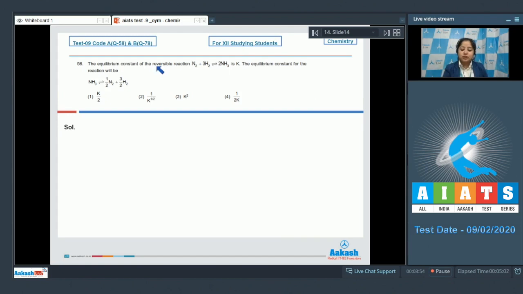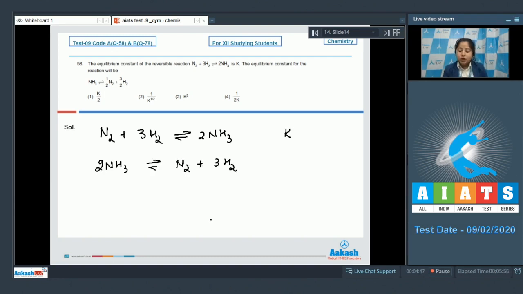Moving to the next question, students, which is 58. The equilibrium constant for the reaction NH3 gives 1/2 N2 plus 3/2 H2 will be. Students, for this question, first of all, we need to know that if the equilibrium constant of a reaction is K, then on reversing the reaction, that is 2NH3 gives N2 plus 3H2, the equilibrium constant becomes reciprocal.